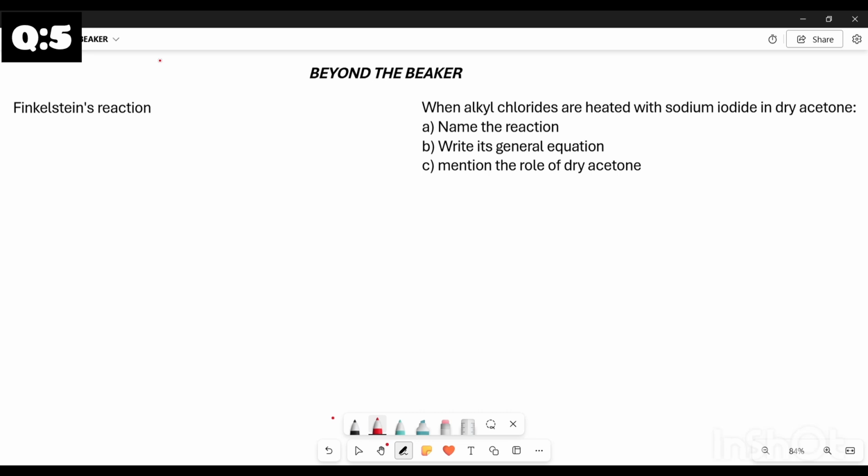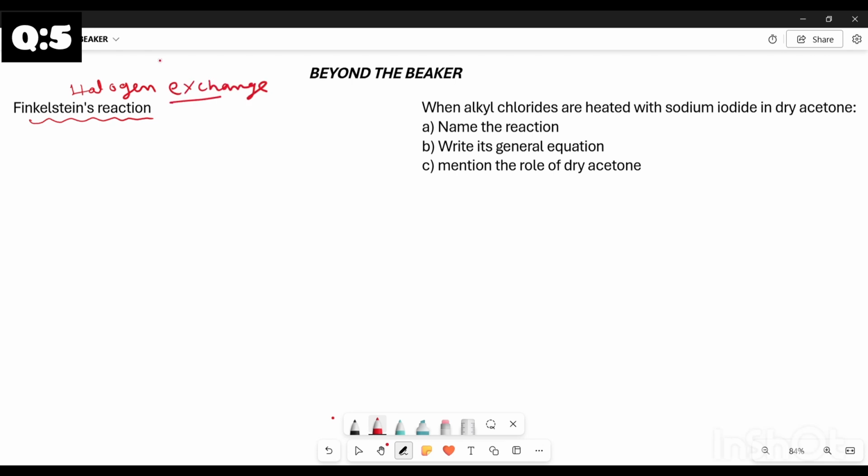Next, the Finkelstein reaction. This Finkelstein reaction is a halogen exchange method for the preparation of alkyl halides. See here, this is an example for halogen exchange method.